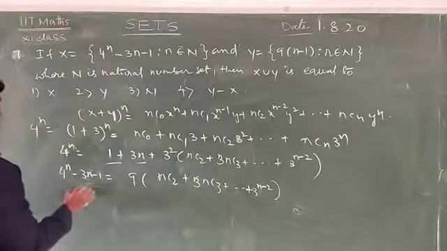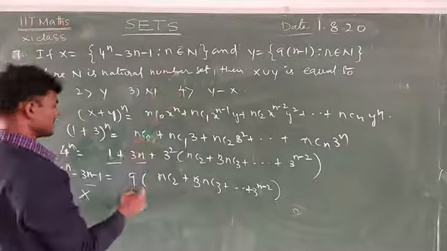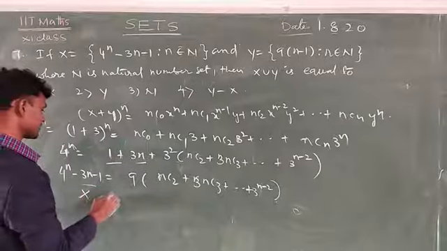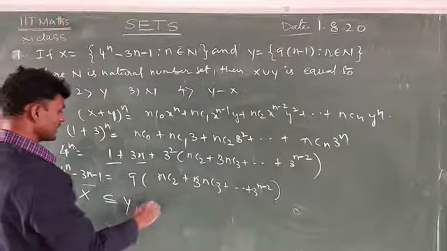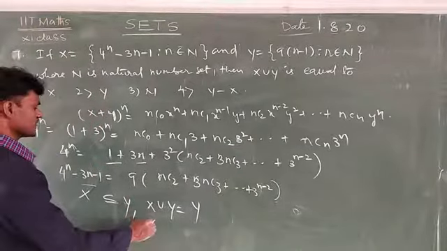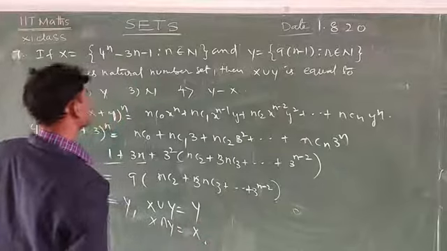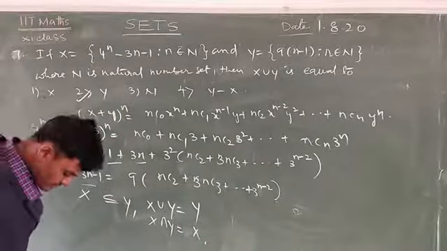Now this is X, and this is Y, this is total. You can take Y, then X is a subset of Y, then X union Y is equal to Y. Suppose they ask intersection, then X intersection Y is equal to X only. Our option is the second one, note down.